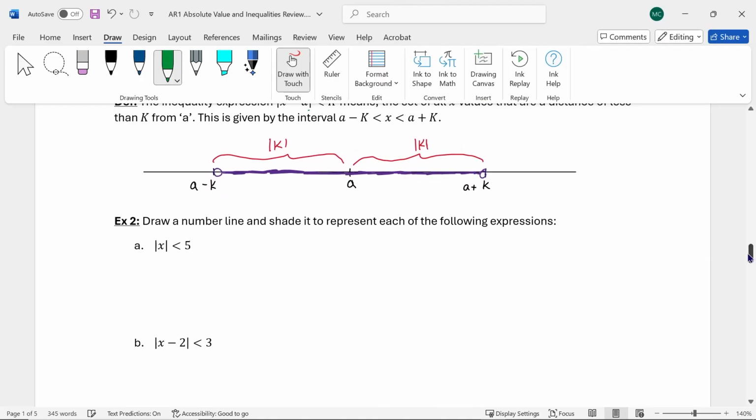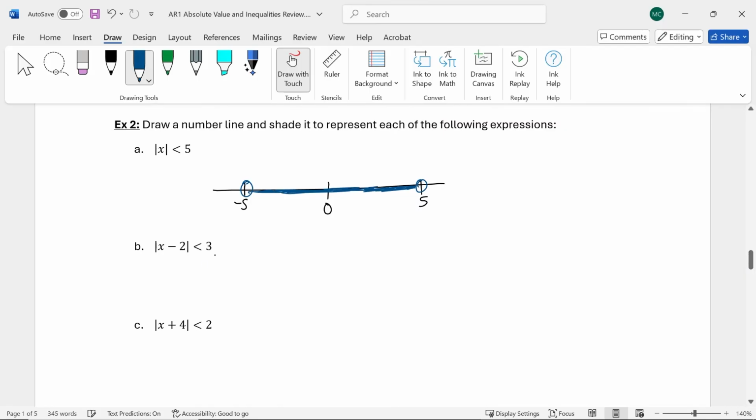Okay, so draw a number line and shade it to represent each of the following expressions. Here we're looking at the absolute value of x is less than 5. That means I am allowing it to go out a distance of 5 in each direction. And there's my number line.